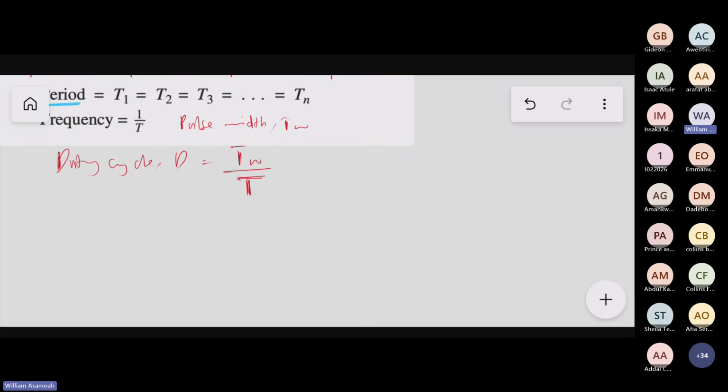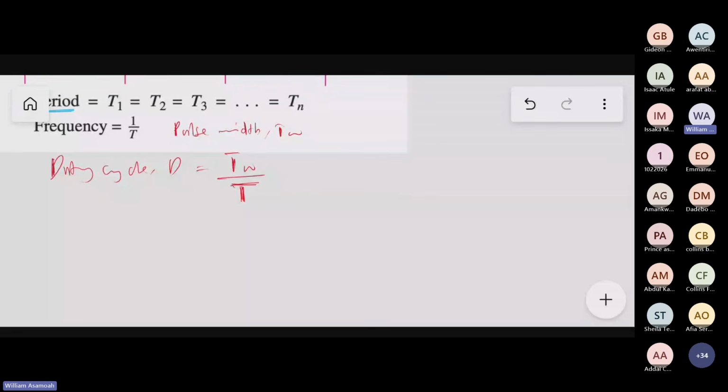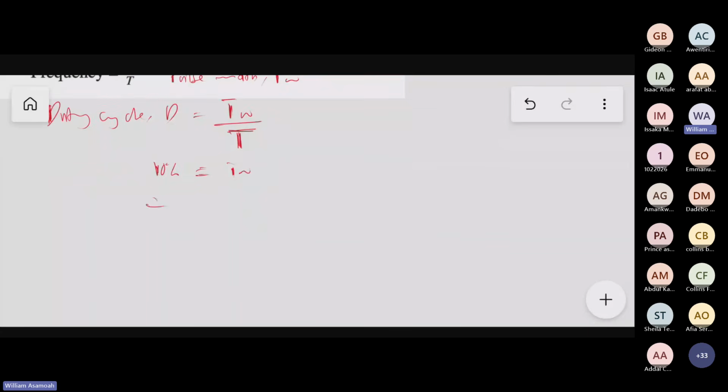Then duty cycle is the percentage of the total time that it stays on. So if I say a duty cycle of 10%, it means that TW stays on for just 10% of the entire time. If it's 90%, it means that TW stays on for 90% of the entire period.